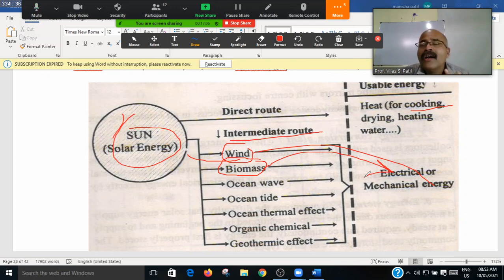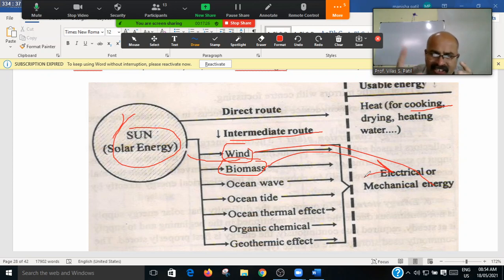Methane gas and SO2 gas are also produced. If one can collect that methane gas, then using the methane gas, heat energy is produced and given to the water, and steam is produced.